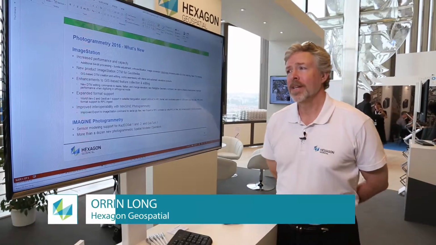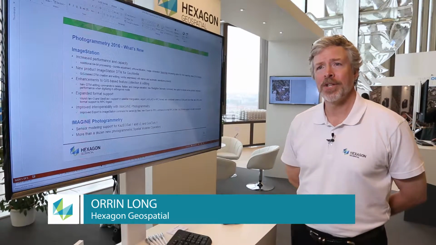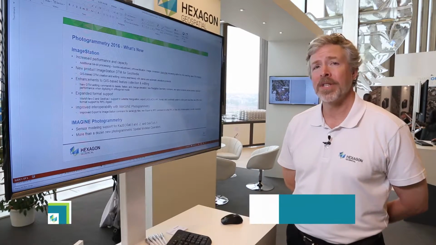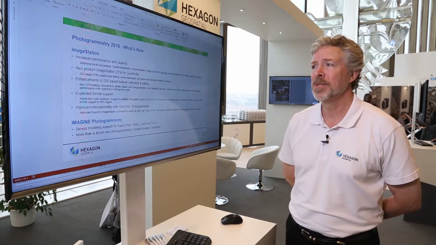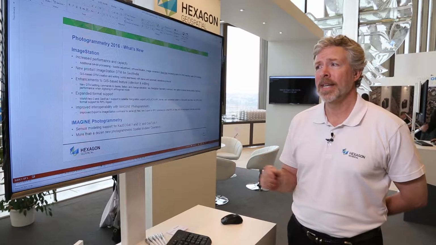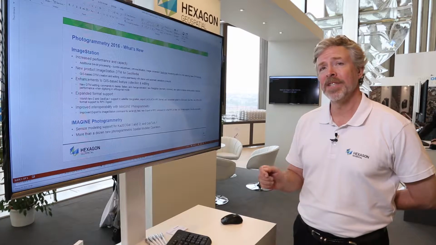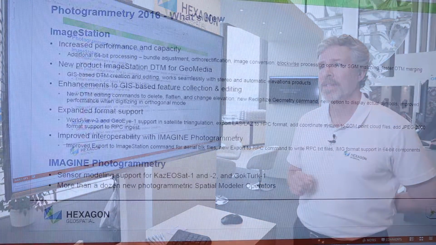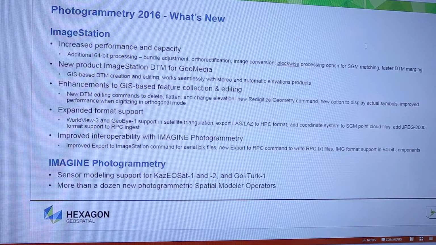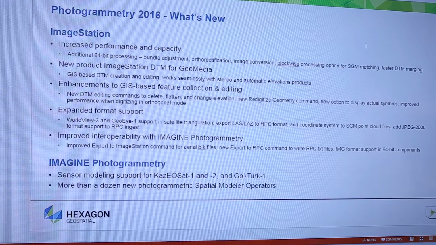So I'd like to demonstrate our new ImageStation DTM for GeoMedia product, which works seamlessly with our stereo collection and automatic elevations products to create and edit elevation data for use in orthomosaicing, mapping, engineering, and 3D GIS. ImageStation DTM for GeoMedia provides an alternative to CAD-based workflows for DTM collection, working directly inside of GIS, which provides additional capabilities such as spatial filtering and editing, data validation, custom queries, and more.